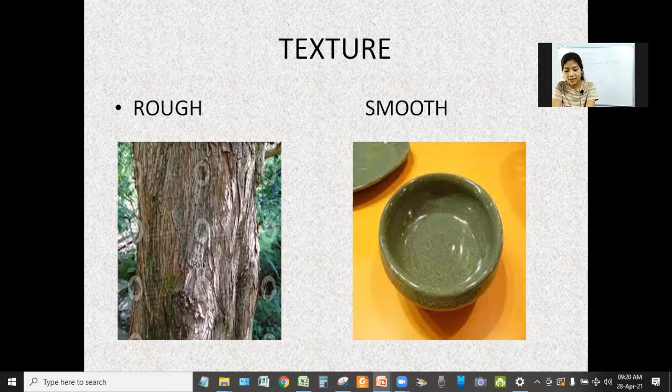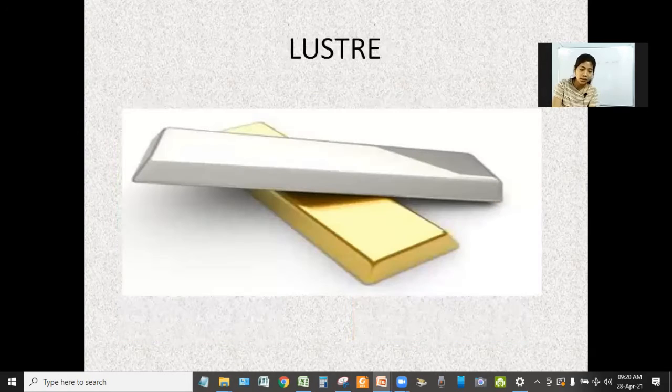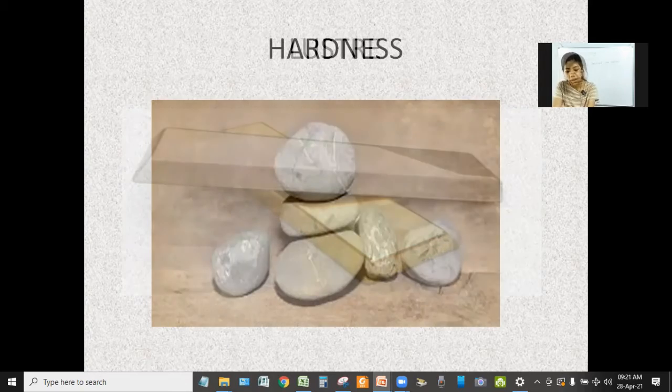So that is an example of smooth surface. Luster. Luster means property of a substance to shine. Example like gold, silver, copper, and all these are used to make jewelry since they have the property to shine.